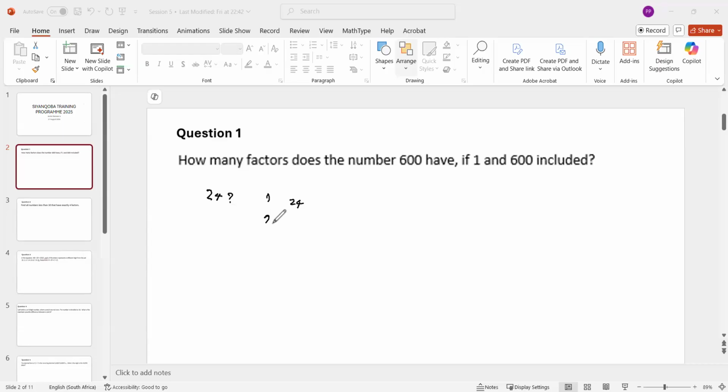Then you have 2. I like to write these factors down together in pairs. 2, 12, 3, 8, 4, 6. And beyond that, the next factor is 6. But 6 is already there, so we don't have to go any further. So there are 8 factors.